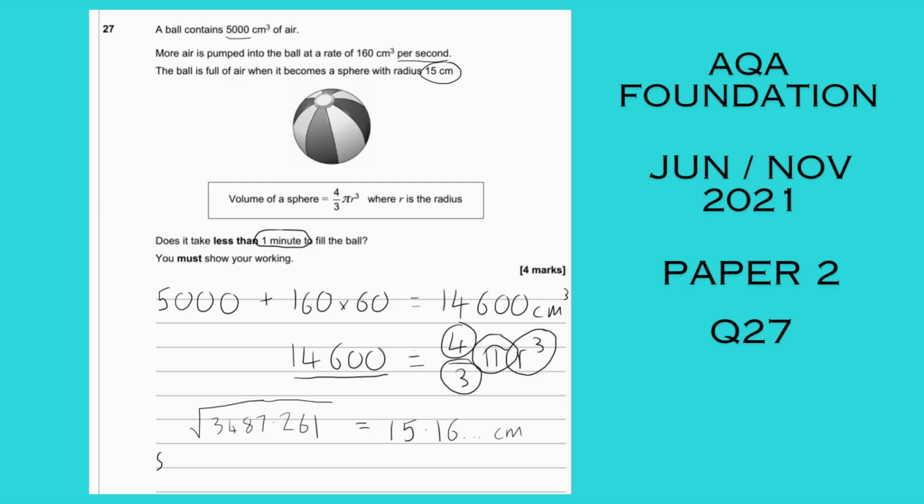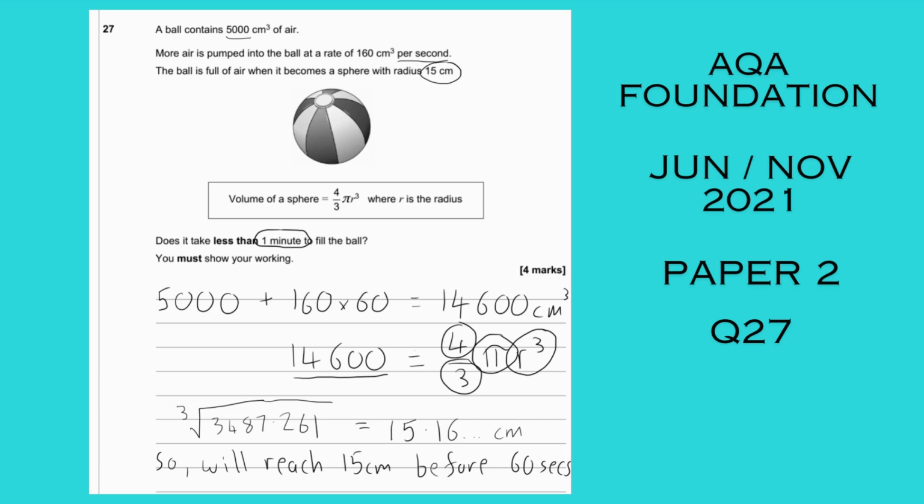So at 60 seconds, the radius is over 15 centimeters. So as you can see, tell the examiner it reaches the 15 centimeters required before the 60 seconds are up. Let's not forget, we were cube rooting. I just didn't write it.